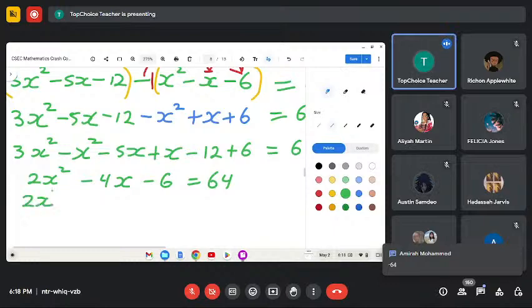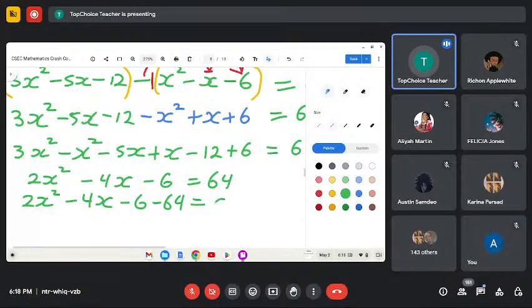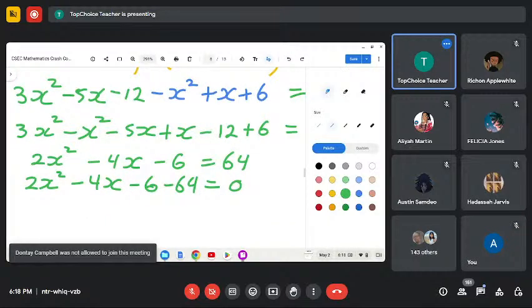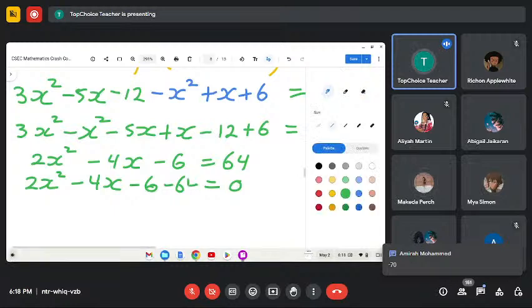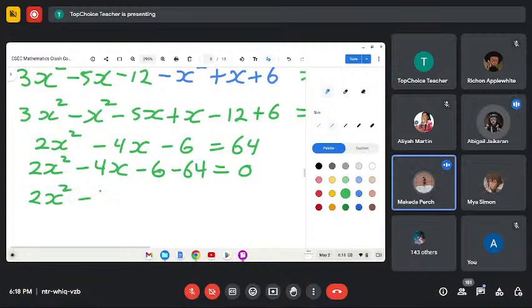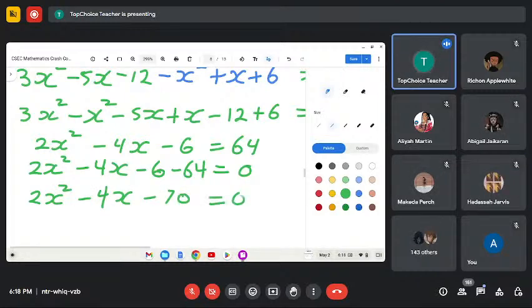So let's write over everything. 2x squared minus 4x minus 6 minus 64 equals 0. Can we simplify this a little bit? Negative 6 take away 64. Let me fix this 4 because I find it looking like a 9, so it won't confuse anybody. If we simplify negative 6 take away 64, what would that give us? Negative 70. Very good. 2x squared minus 4x minus 70 equals 0.